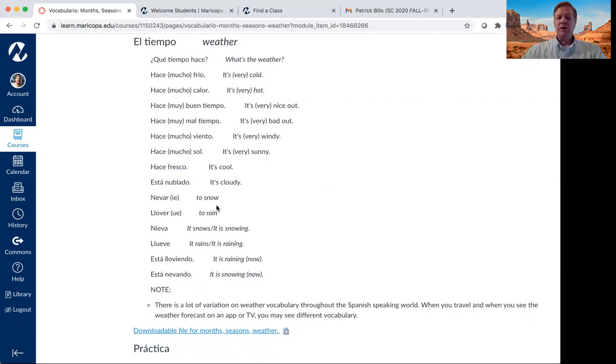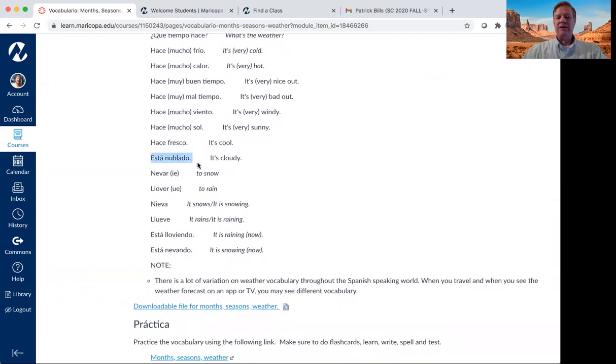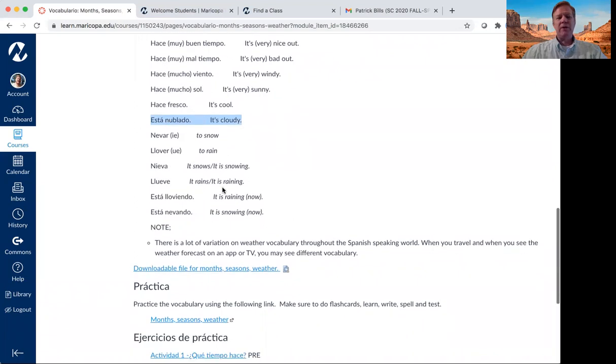We also use estar plus an adjective. Está nublado, por ejemplo, está nublado. We also use some verbs on their own, nevar and llover, nieva, llueve.